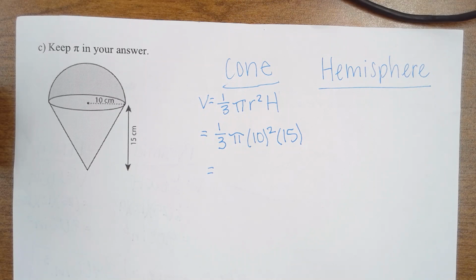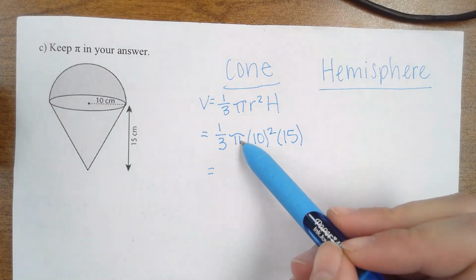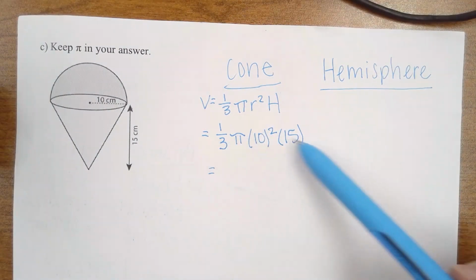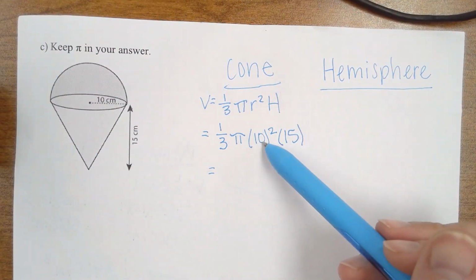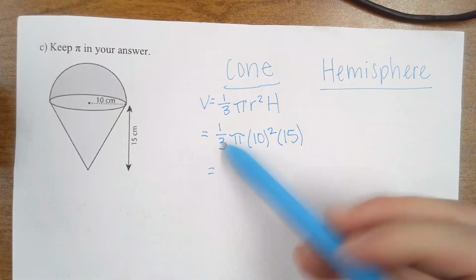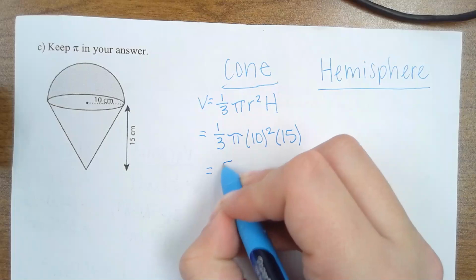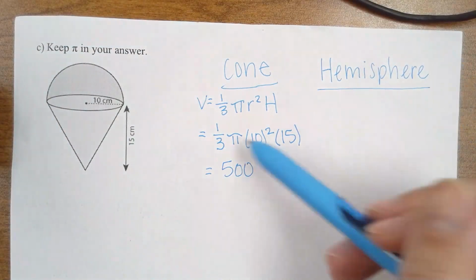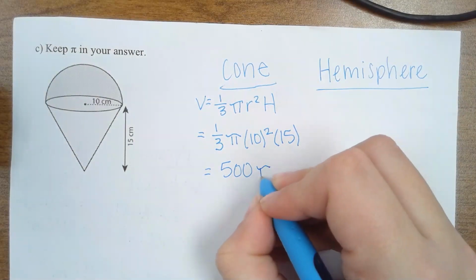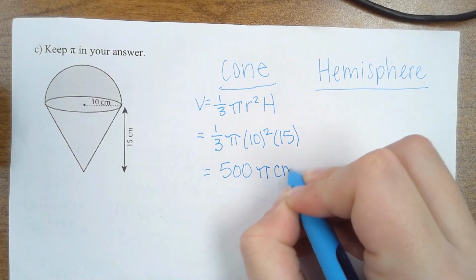All right, so when you're leaving pi in your answer, you're going to leave the pi and then you're just going to simplify everything else. So 10 squared times 15 times a third is going to give us 500. And then again, you just leave your pi, and this will be cubic centimeters.